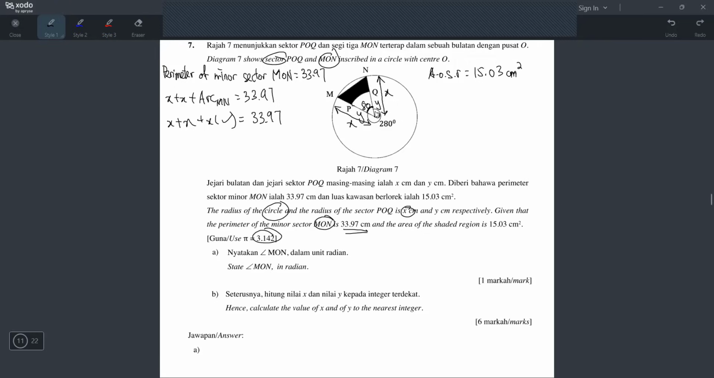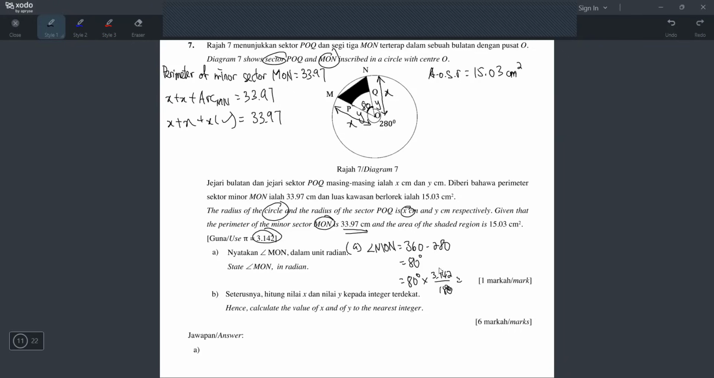Okay, I already know MON is 80 degrees, right? So for question A, it's very easy. If you want to find MON, first you just take 360 minus 280, you will get 80. And then you take the 80 times pi divided by 180, but the pi is 3.142, and then divided by 180 because you want to convert to radians, right? And then you just press this whole thing, then you get the answer. So let me just press my calculator. Okay, my calculator gives me 1.396.